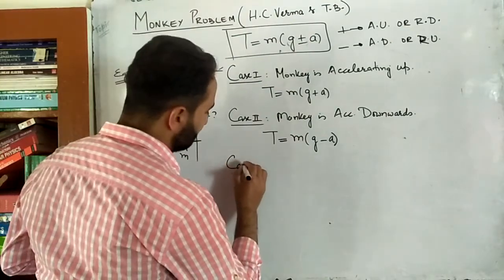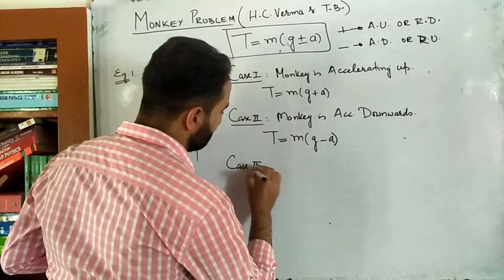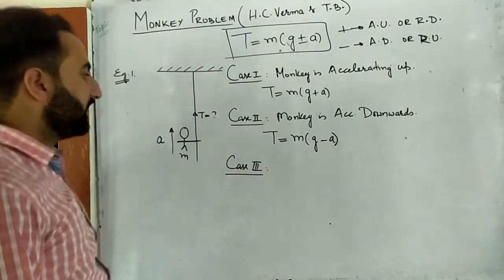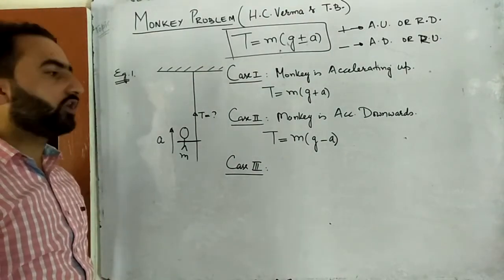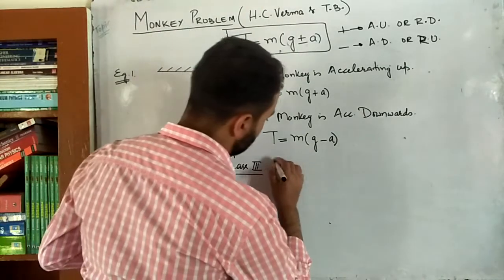Now case third is like this. Suppose the monkey is either moving in the upward or downward direction with a constant velocity, or the monkey is at rest. So here I will write it down: monkey is at rest.